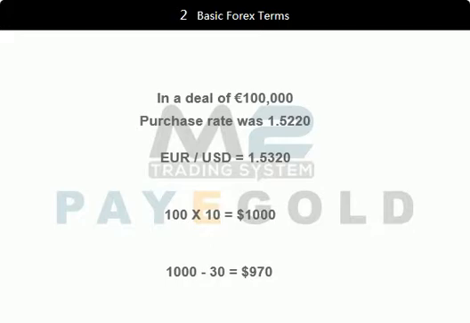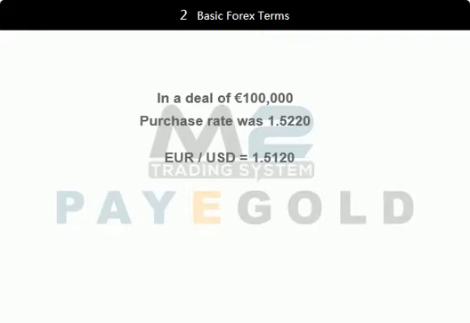How great is that? But what will happen if the exchange rate falls to 1.5120? Well, you've lost 100 pips and you've lost all of your $1,000 investment.